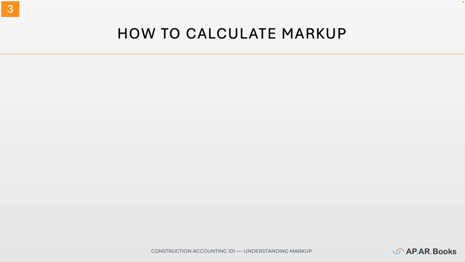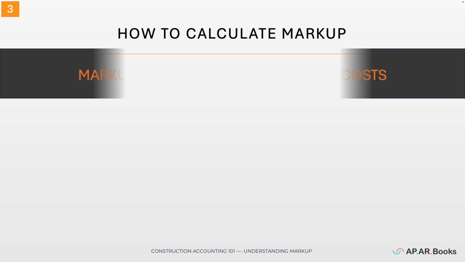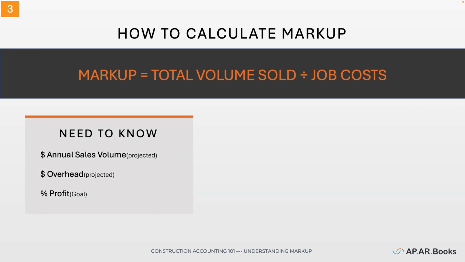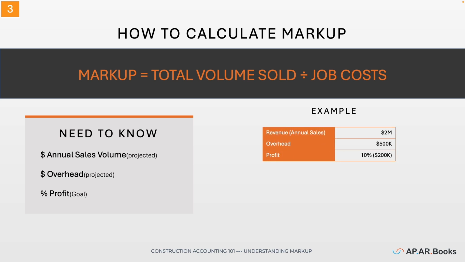So, how do you calculate markup? To calculate your markup, you use this formula. Markup equals total volume sold divided by job costs. To figure this out, there are 3 things you need to know: your projected annual sales volume, your projected overhead, and your target profit percentage. Let's take a look at an example.